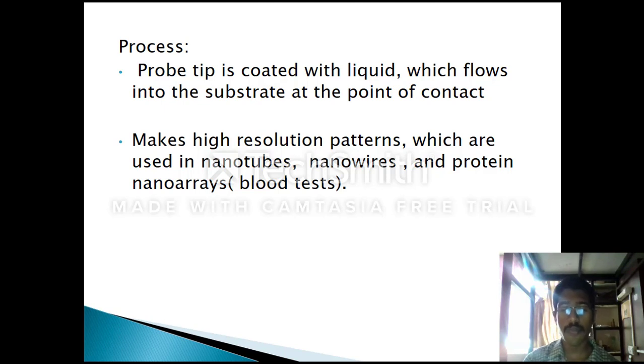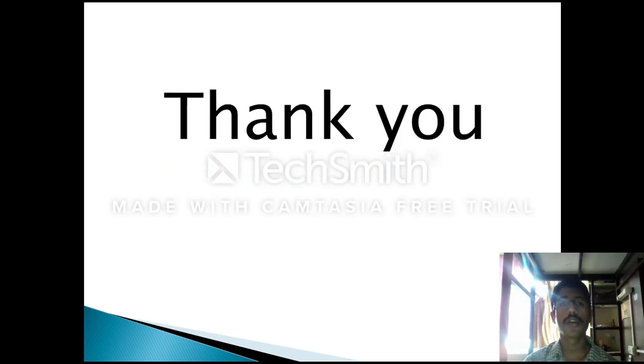I hope you understood what atomic force microscopy is, what the components of the microscope are, what the principle is on which it works, and the applications which are growing in today's world.